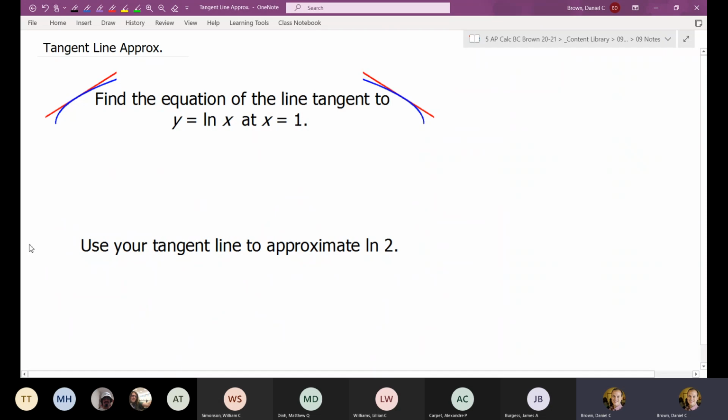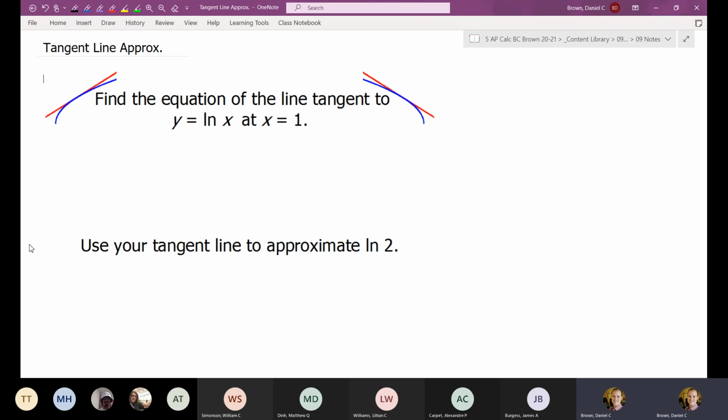Again, we can use a tangent line to approximate a function as long as we're somewhat close to that point of tangency. So for example, looking at the second part of that question, we're going to use our tangent line to approximate the natural log of 2. Again, we are pretending we don't have a calculator that can handle natural logs. We can't just pick it up and type in the natural log of 2.